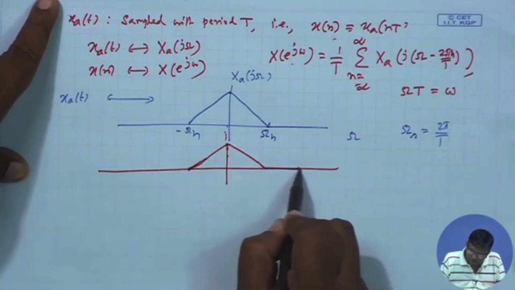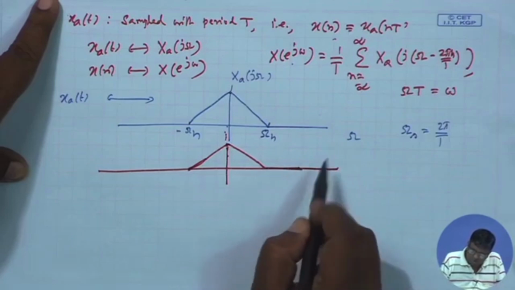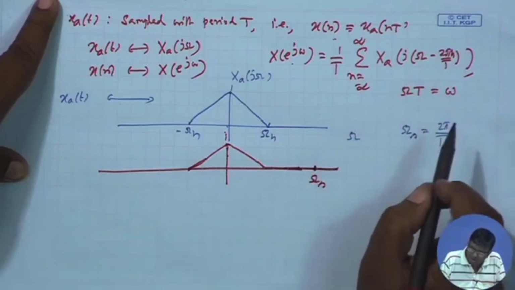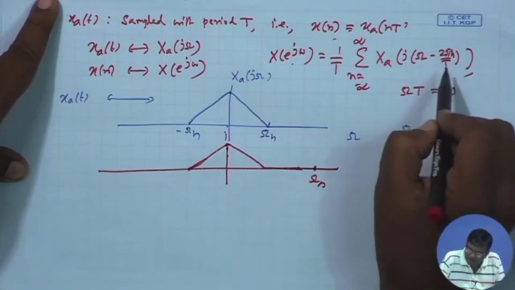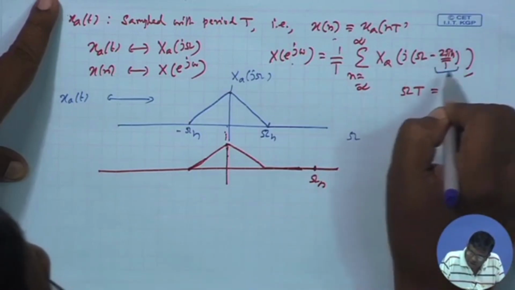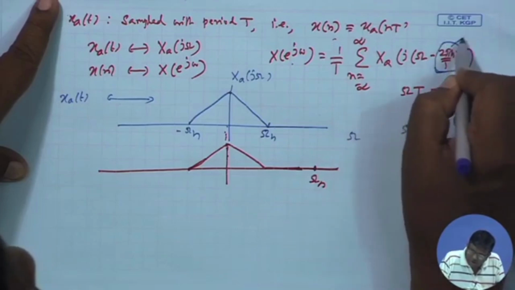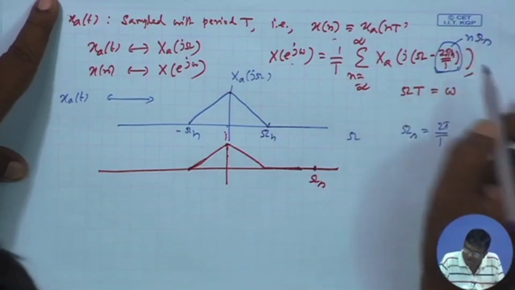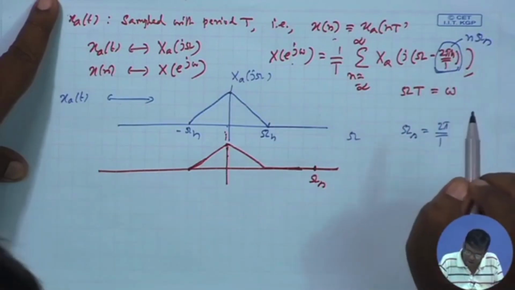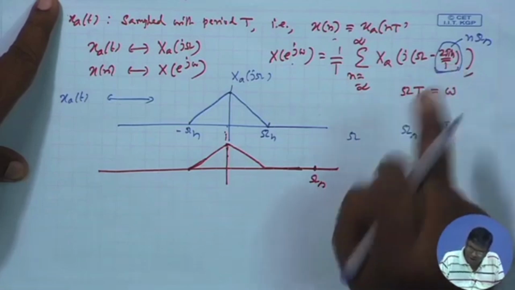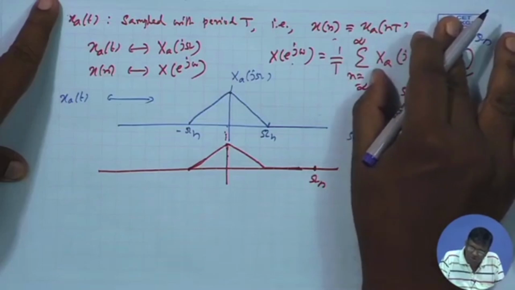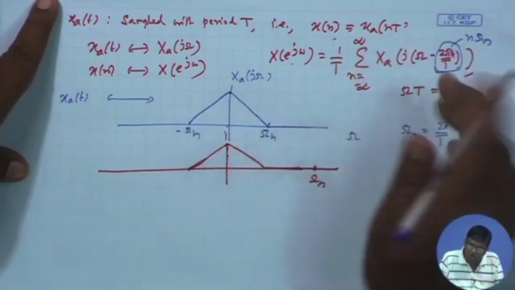Now, suppose my analog frequency omega s, this is nothing but n times omega s, 2 pi by T into n, where 2 pi by T is omega s, the sampling frequency, into n. So, n equal to 1 now I am considering. Earlier I took n equal to 0 out of this summation, so capital X of j omega was just the original one. Now, I am taking n equal to 1.